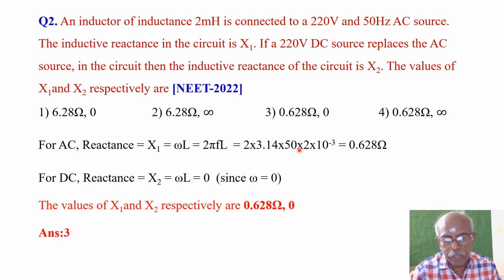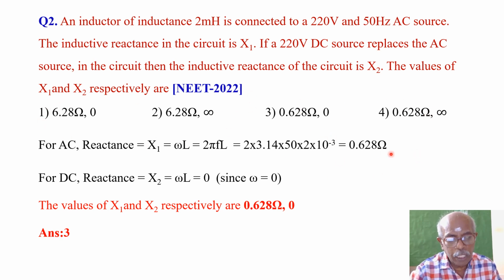So 2 into 50, 100. 100 into 2, 200. 200 into 3.14, 628 into 10 power minus 3, that is equal to 0.628 ohm. So the answer is in between 3 and 4 only, not here.